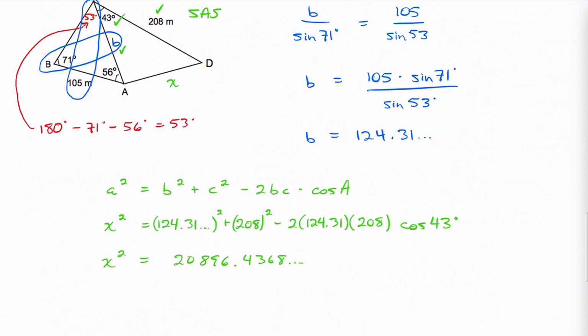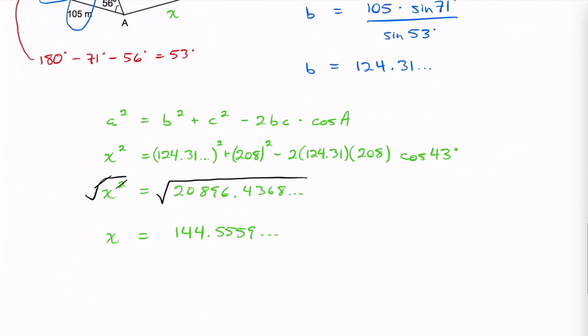And then again, to get rid of the square over here, gotta take the square root. So square root the left and square root the right, square roots cancel, and then I got x equals, and then square rooting that, you'll get 144.5559, and then some other decimals. Okay, and then, because this was the very last thing we wanted to find, now I can round my answer. So x is going to equal 144, and we're going to round it to the nearest tenth. That 5 will round it up, so we get a 6. So 144.6, and then the units, meters.